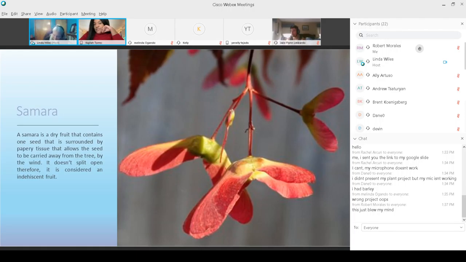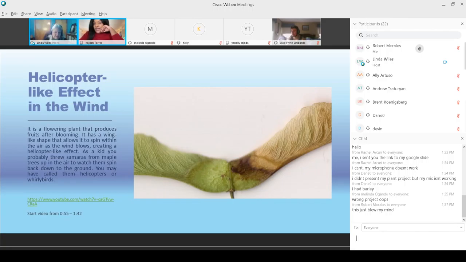So okay, a samara. A samara is a dry fruit that contains one seed that is surrounded by a papery tissue that allows the seed to be carried away from the tree by the wind. It doesn't split open, therefore it is considered an indehiscent fruit. Yeah, so you have a picture. That's a picture of a maple samara. You can see that there's two seeds, two large elevated bumps at the base here. And then you have the wings, but they also have one-seeded ones, such as what you would have for your elms.